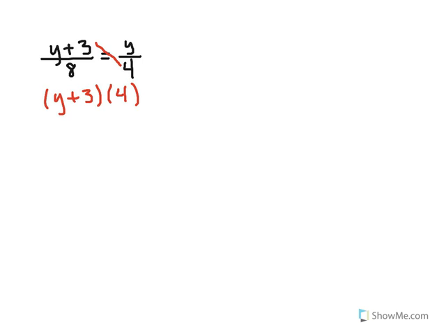All right, I'm going to bring down my equal sign. And the second cross product is going to be 8 and y. So I'm going to write 8y. And I don't have to worry about grouping on this side because nothing difficult is going on. So now that I've got everything planned out, let's go ahead and distribute the 4. So 4 times y is 4y plus, and then 4 times 3, which is 12, and that equals 8y.